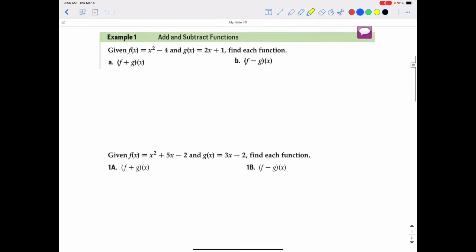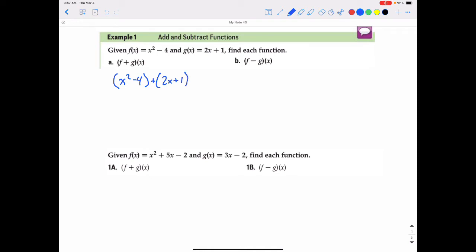So the first example says to add or subtract given f of x equals x squared minus 4 and g of x equals 2x plus 1, find each function. So f plus g of x means that you would take the f of x function up here and you would add it to the g of x function right here. So that would be x squared minus 4, that's the f of x function, and you would add to that the g of x function with just 2x plus 1.